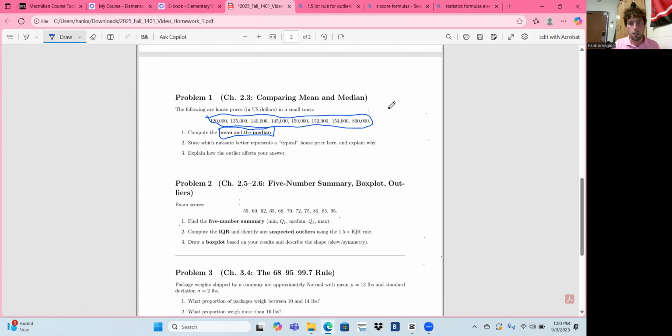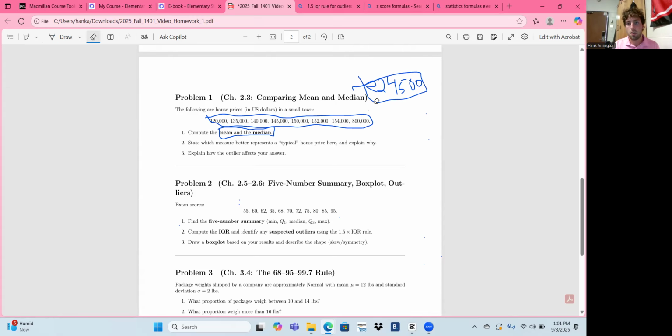So you get the sum and then divide by how many data points there are. So once we do that and we get the sum and divide it by 8, we should get a mean of 224,500. So it's the mean. All right, so moving on, we know the mean is 224,500. So now we've got to find the median.